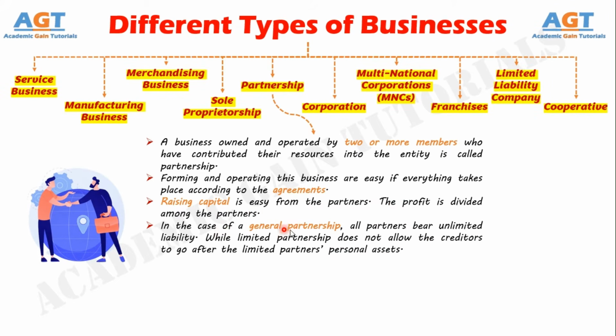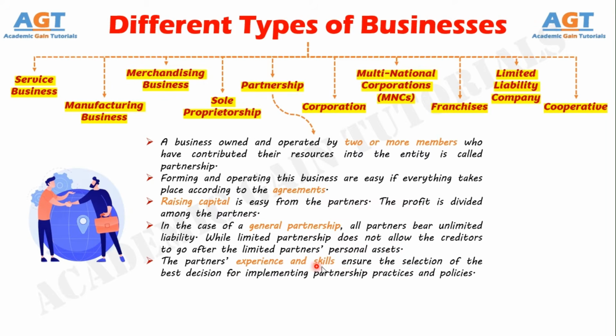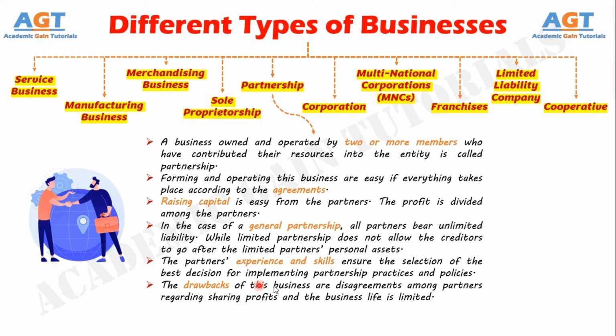In the case of a general partnership, all partners bear unlimited liability, while a limited partnership does not allow the creditors to go after the limited partner's personal assets. The partners' experience and skills ensure the selection of the best decision for implementing partnership practices and policies. The drawbacks of this business are disagreements among partners regarding sharing profits, and the business life is limited.